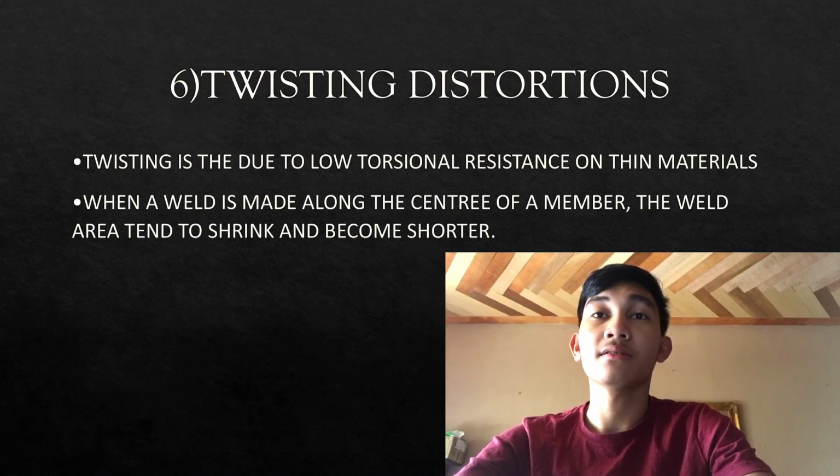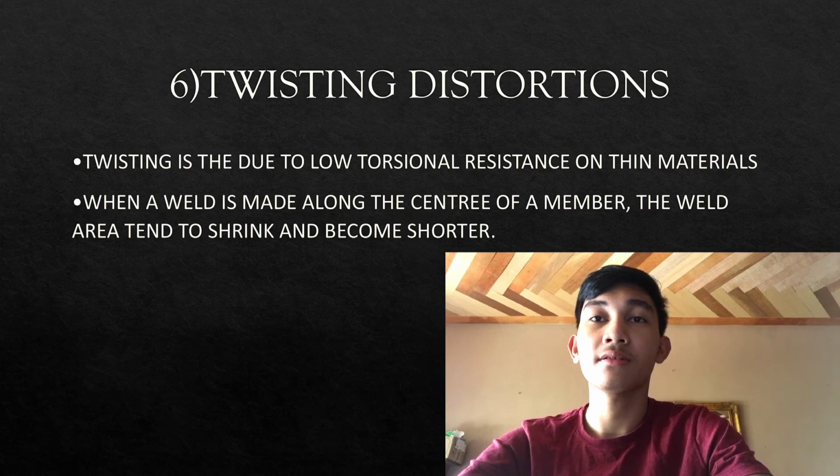Six is twisting distortion. Twisting is due to low torsional resistance on thin materials. When a weld is laid along the center of a member, the weld area tends to shrink and become shorter. Thank you to Akmal and Nur Naziman for explaining what is welding defect and what is welding distortion.